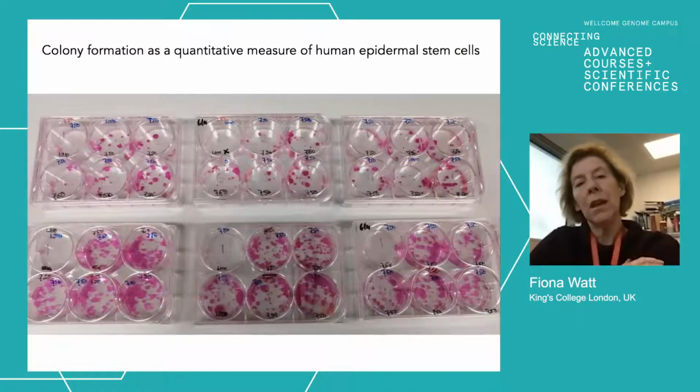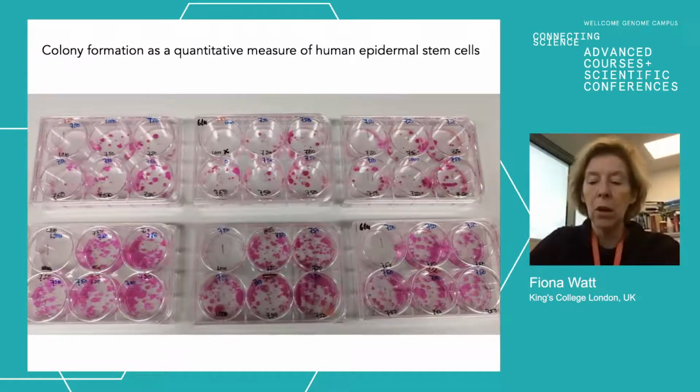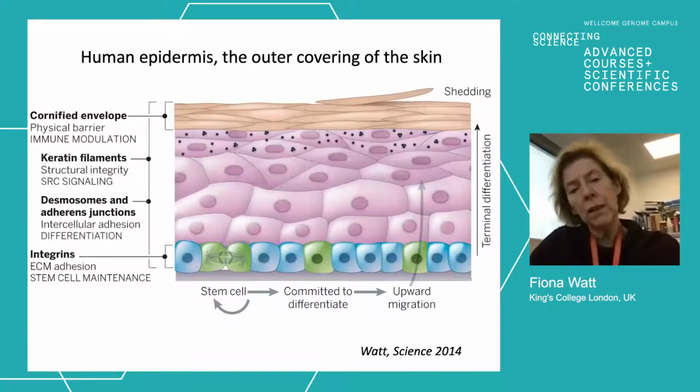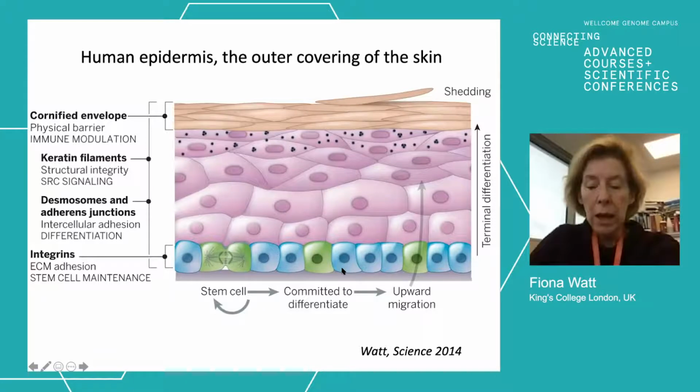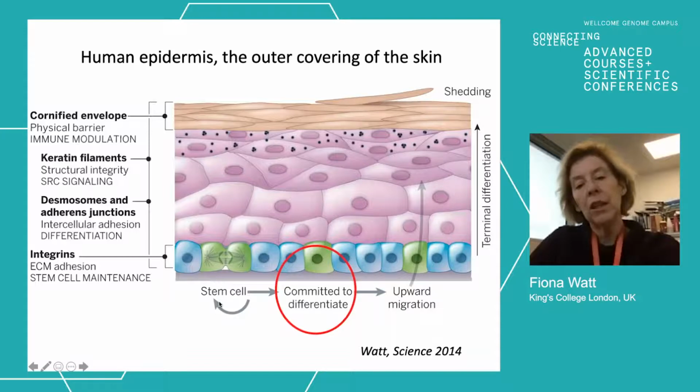So using this in vitro model of human epidermis, a lot of us have worked hard to understand the nature of stem cells and also the pathways that regulate the onset of differentiation. And in recent years, my lab has focused not so much on the stem cells, but on the early steps by which a cell leaves the stem cell compartment and makes the decision to move into the suprabasal layers and differentiate. And so this transition point is something that we call commitment.